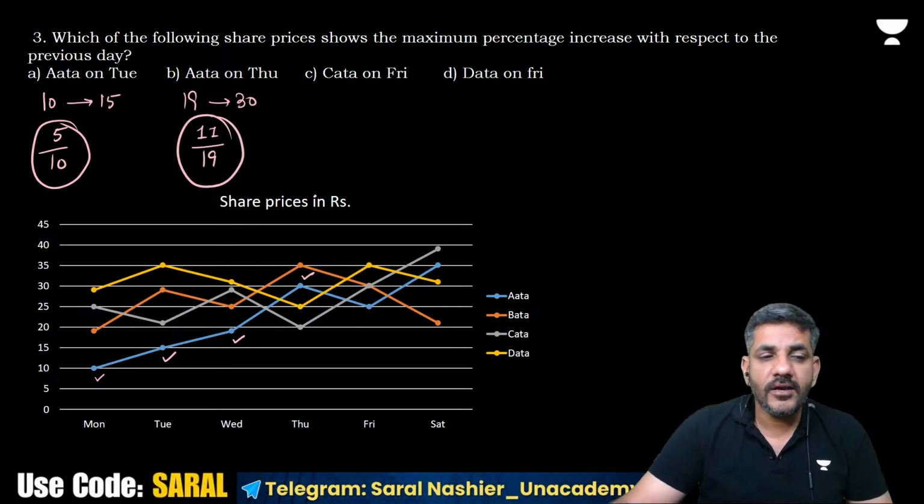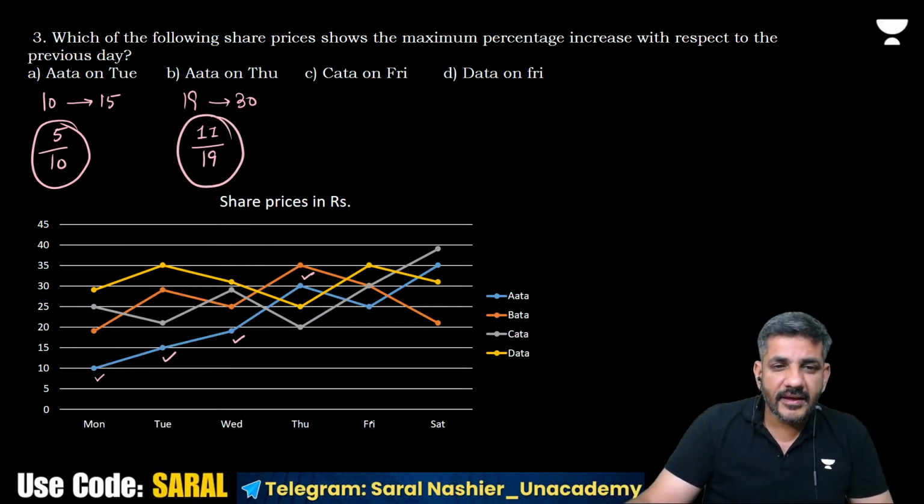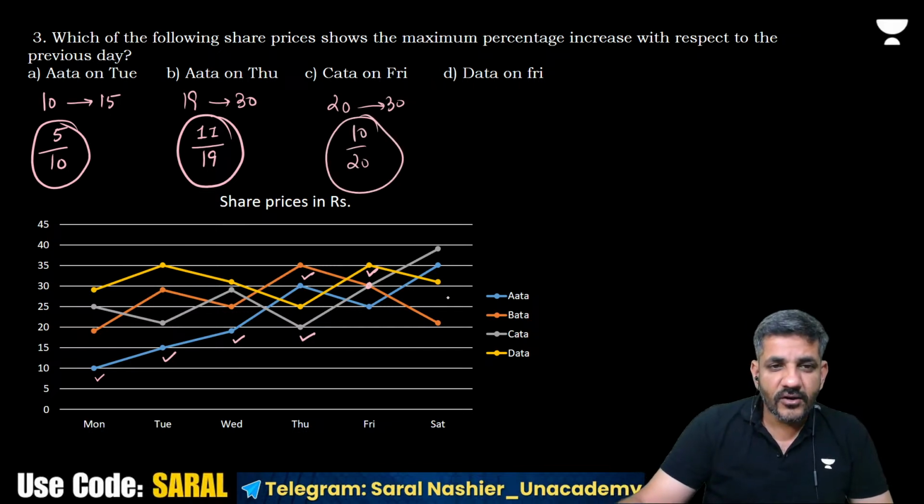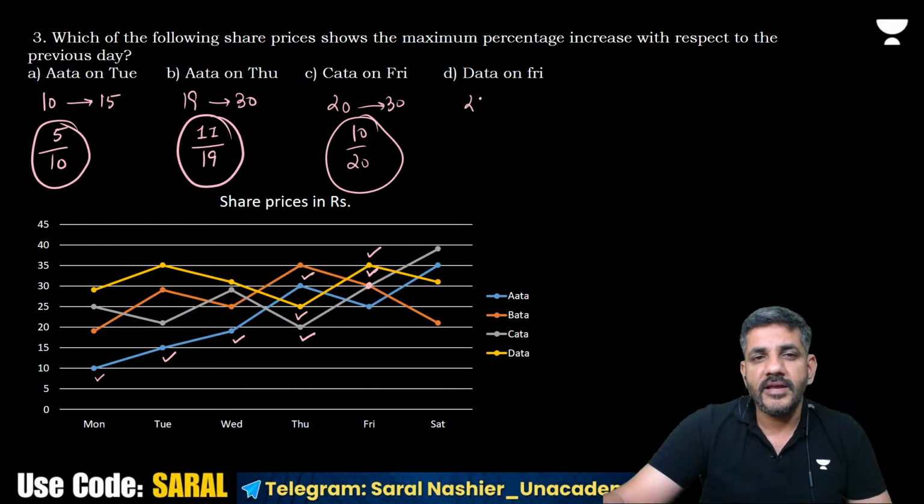Then C on Friday. Now C on Friday is how much? On Friday, the value of C is here, which is equal to 30. A day before it was equal to 20. So from 20 to 30, there is an increase of 10 on a base of 20. And D on Friday. D on Friday is equal to how much? It is equal to 35. A day before it was 25. So 25 to 35, an increase of 10 on a base of 25.